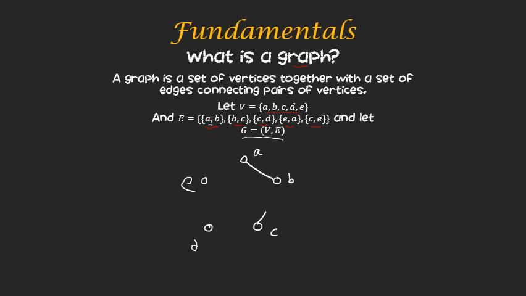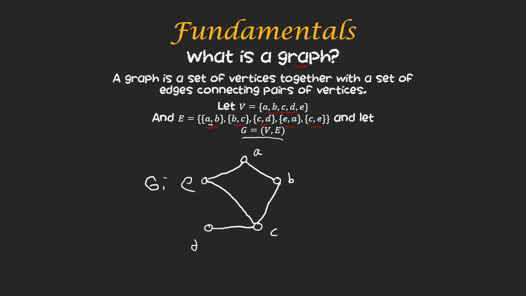B and C are connected, so I'll draw a line segment between those two vertices. C and D are connected. E and A are connected. And C and E are connected. And so this is one way to represent my graph G, through this visual diagram. And actually, if you draw a diagram like this with all the vertices labeled, this is a perfectly fine way to define a graph, just by drawing a diagram like this and labeling the vertices.